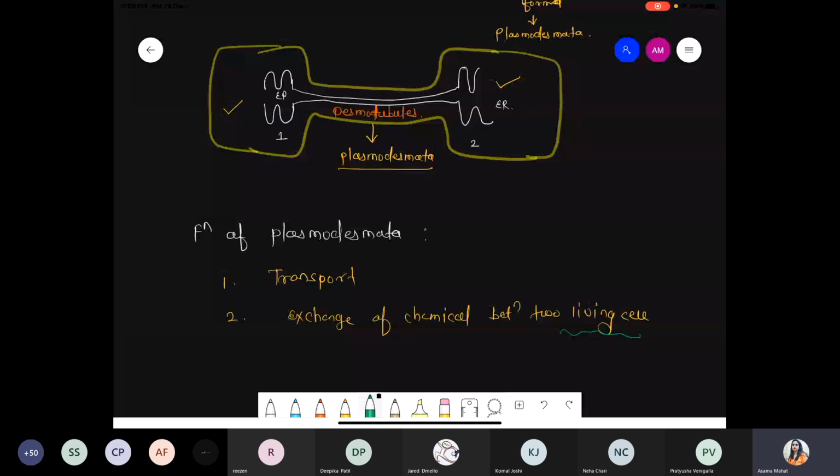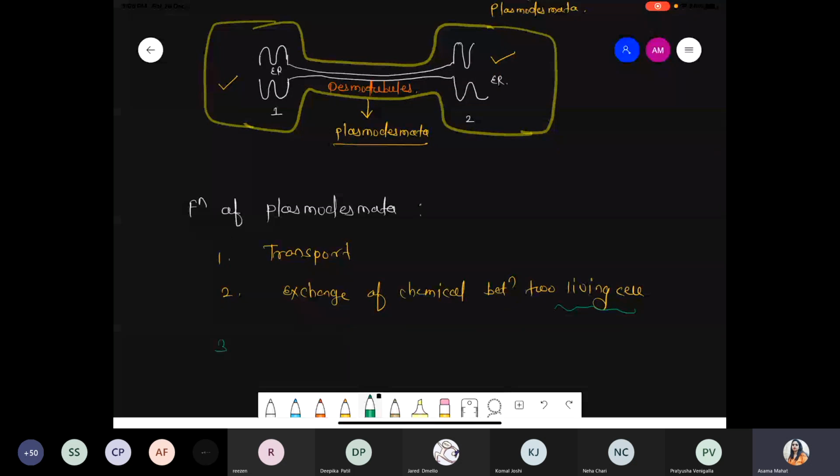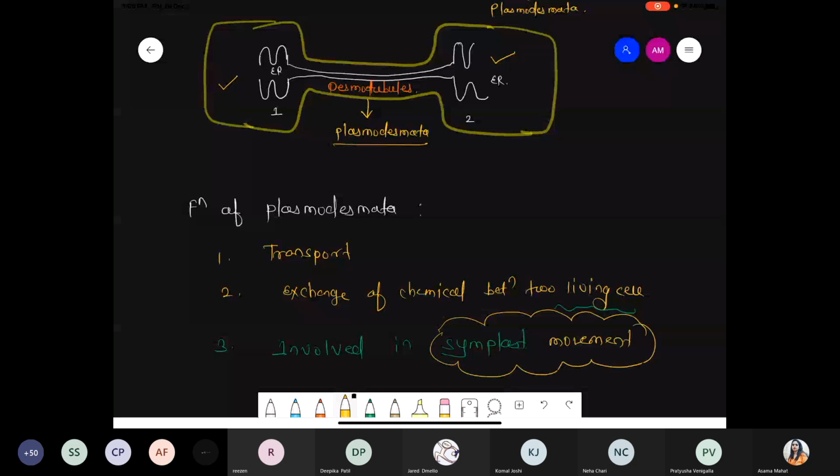Then, and we will see this further, third function also: it is involved during the symplast pathway, or symplast movement, that is movement with the help of the plasmodesmata. So this part we'll discuss in the chapter on transport. Done?